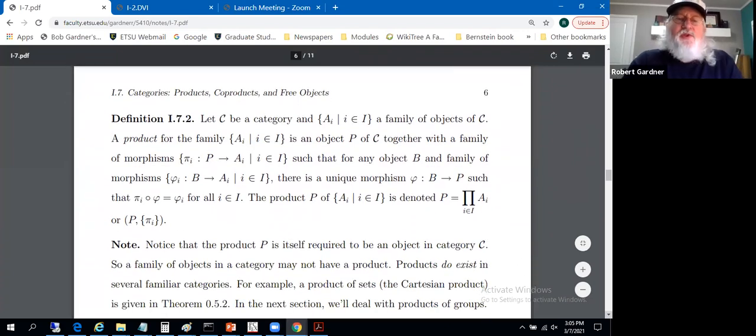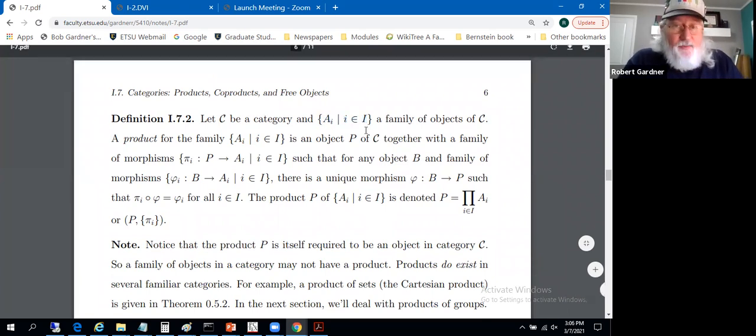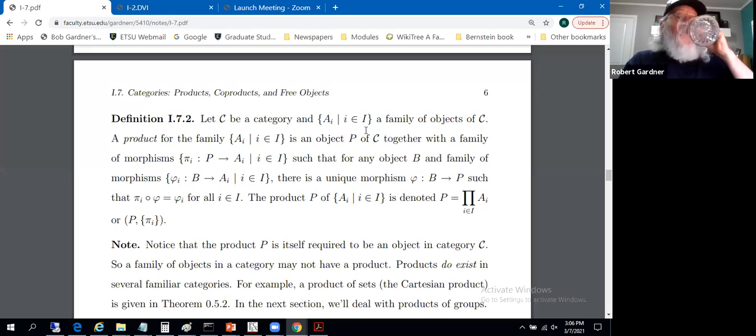Okay, we're going to shift gears a little bit and talk about products. And one of the first places we're going to use this category theory stuff is when we define products of groups. So let's try to make some sense out of this. Let C be a category, A sub I ranges over indexing set capital I. So this could be a huge collection. Let this be a family of objects of category C.